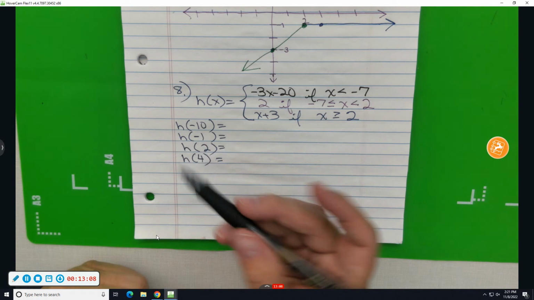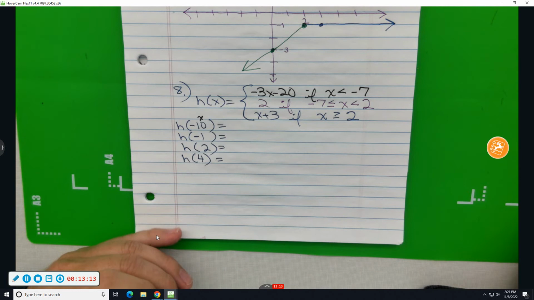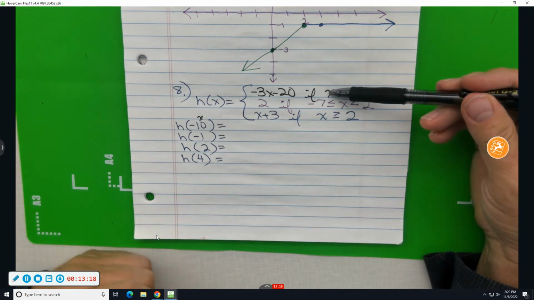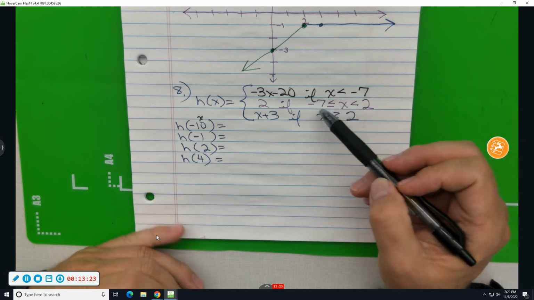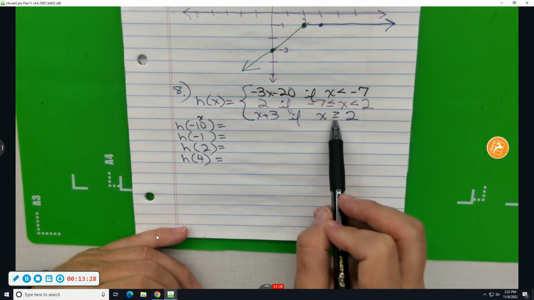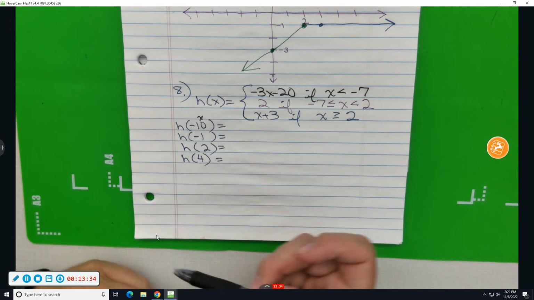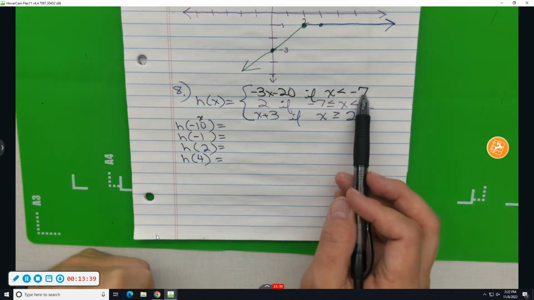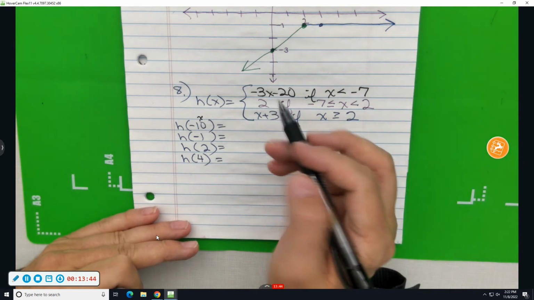H of negative 10, realize the number in the parentheses is the x value. You have to decide which inequality is satisfied with negative 10. Is negative 10 less than negative 7? Or is negative 10 between negative 7 and positive 2? Or is negative 10 bigger than positive 2? Which inequality is satisfied by the x value of negative 10? It's less than negative 7. It's to the left of negative 7, so we're using that black piece.